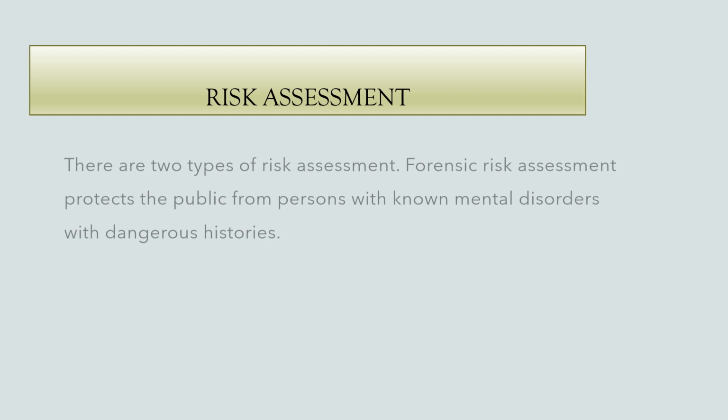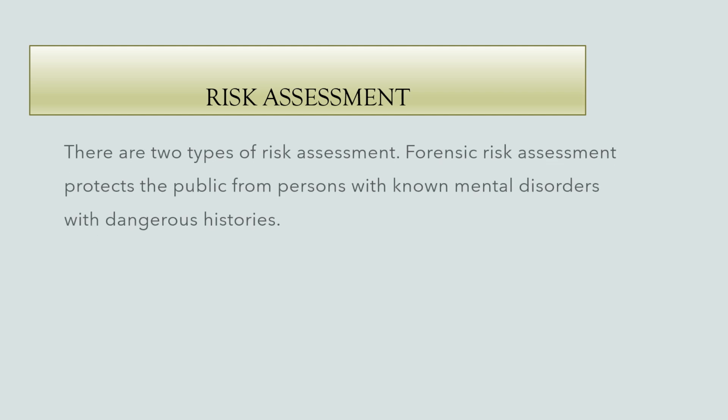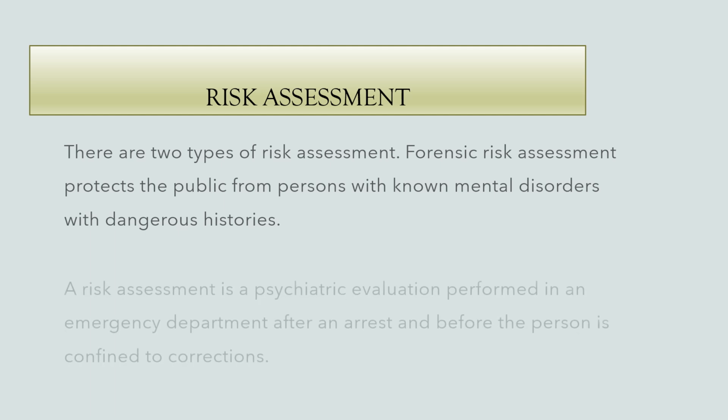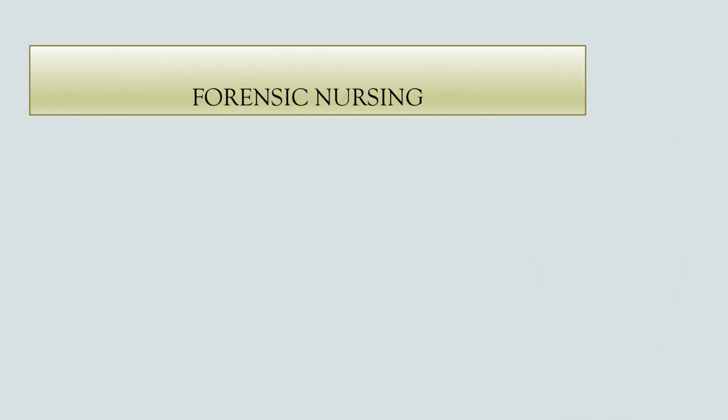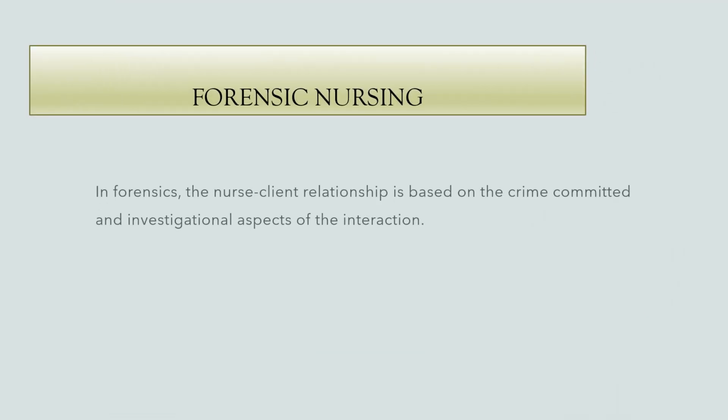Risk assessment. There are 2 types of risk assessment. Forensic risk assessment protects the public from persons with known mental disorders and dangerous histories. A risk assessment is a psychiatric evaluation performed in an emergency department after an arrest and before the person is confined to corrections. Forensic nursing: in forensics, the nurse-client relationship is based on the crime committed and investigational aspects of the interaction.